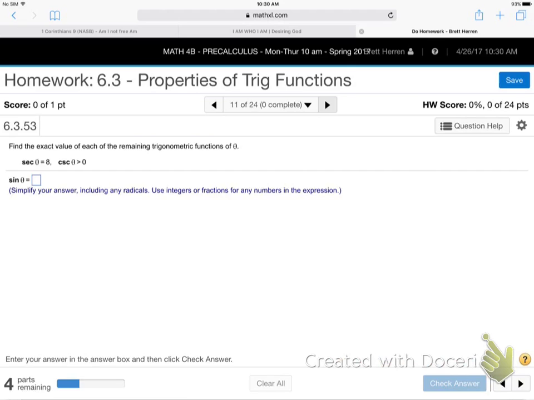Okay, so on this one, they're giving me secant is 8, cosecant's greater than 0. Find the sine. Let me give you a minute. Do a little creative work. See if you can find the sine there.